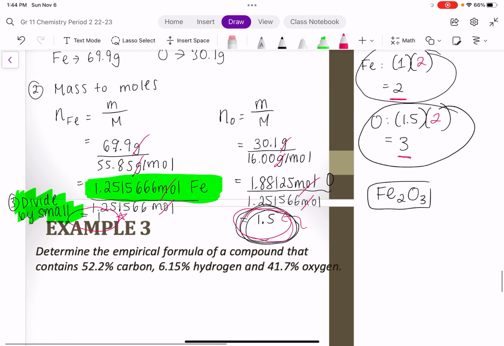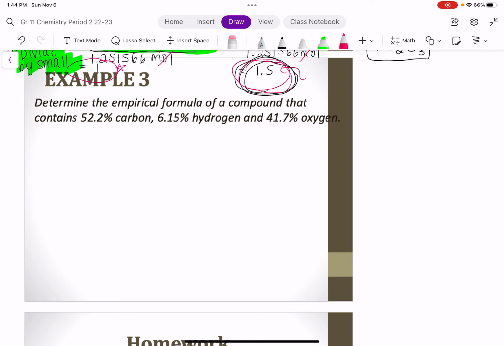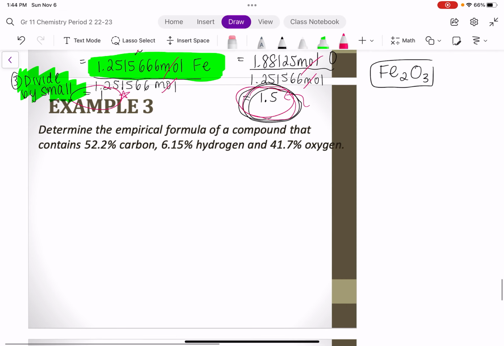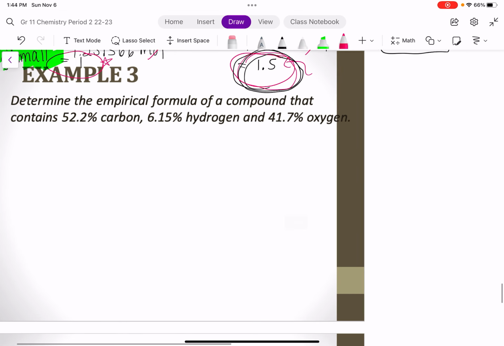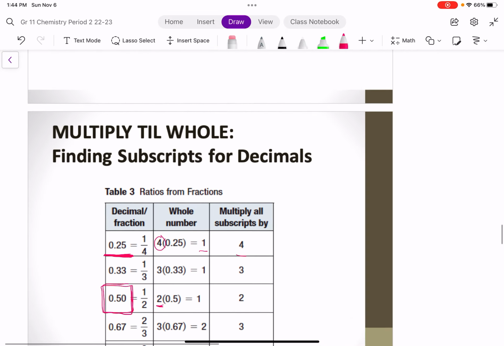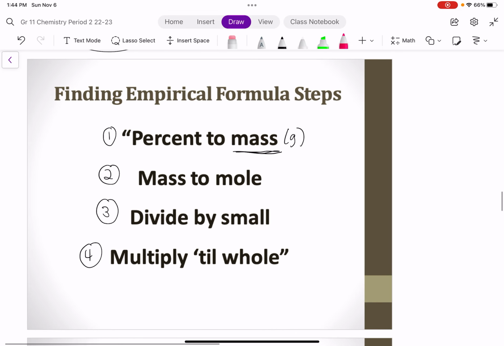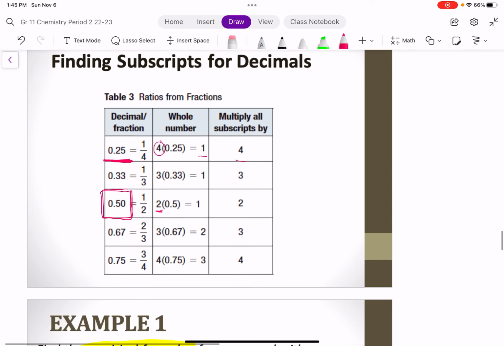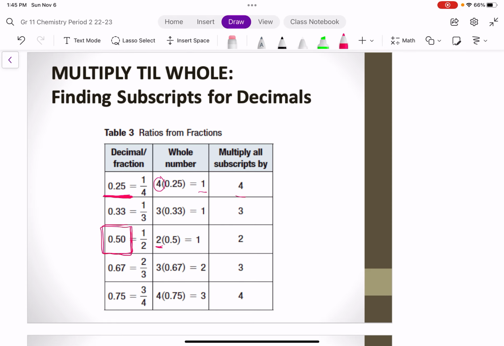Okay, so I'm going to let you do the third example on your own, and I will post the answer for this. It's on OneNote already, so make sure you understand how to find the empirical formula using the 4 steps. The 4 steps being percent to mass, convert mass to moles, divide by smallest mole number, and then multiply till whole. The chart here I will always give to you when you are finding what whole number to multiply by when you're given a decimal or a fraction.